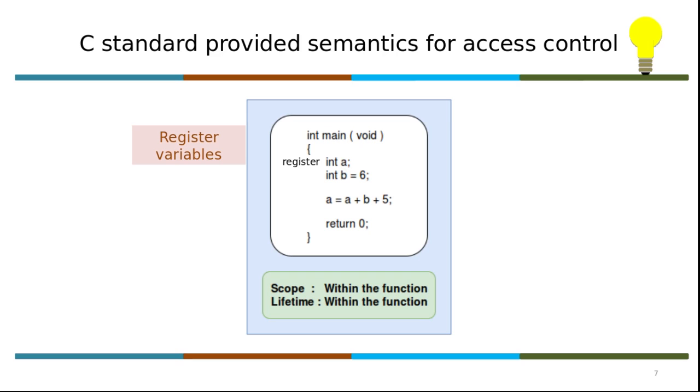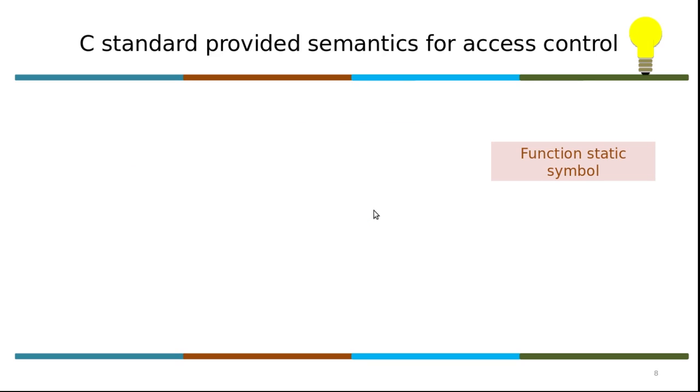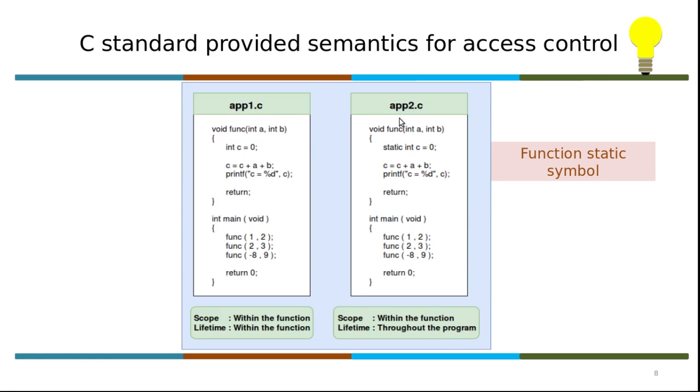Next, function static symbol. In here we have used a function static symbol. There is a static storage class specifier. Also, we have juxtaposed a program that is only using a local variable. We want the audience to experiment with this and find out the effect of using a function static symbol.